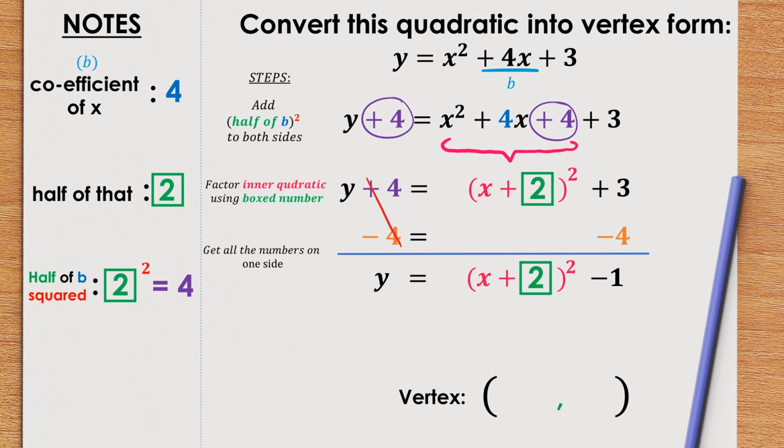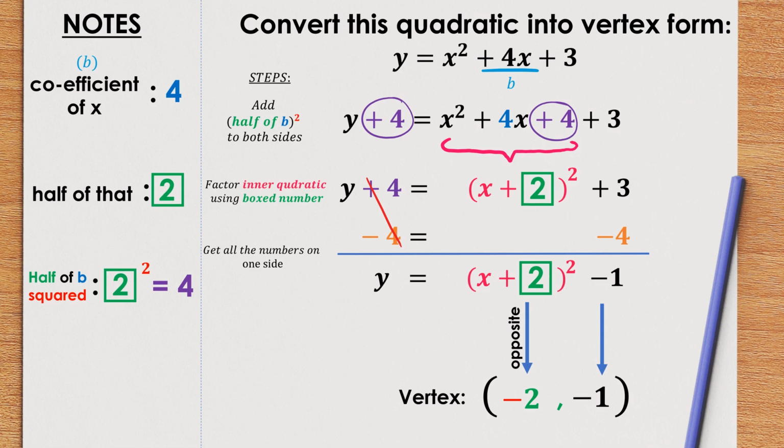Our vertex is then the opposite of what h looks like, which in this question it looks like h is 2, so the x value of the vertex will be negative 2. The y value of the vertex is just k, which in this case is negative 1. So the vertex is negative 2, negative 1.